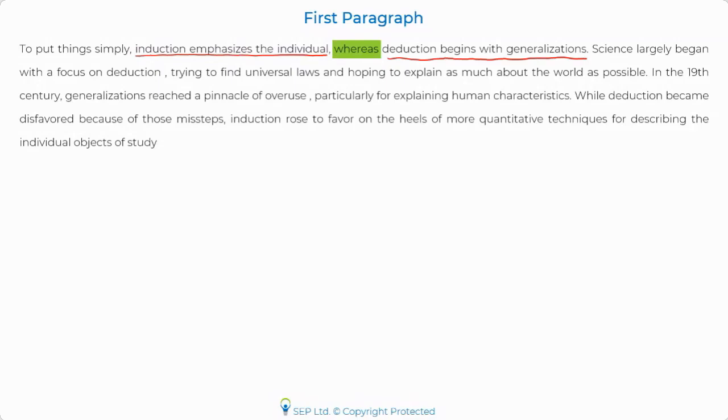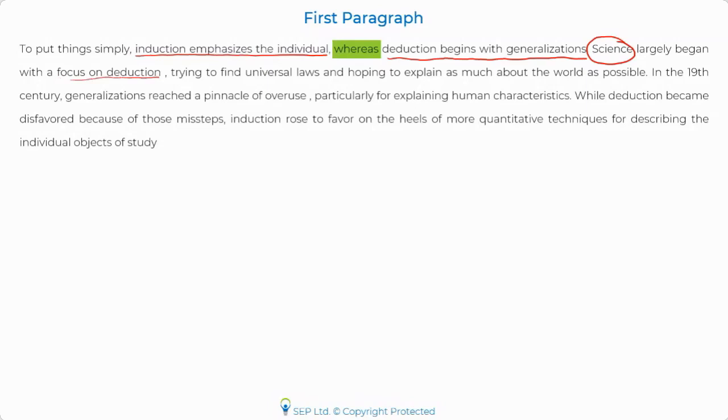Let me move further. Science largely began. Okay, now suddenly from induction and deduction, we're talking about science, and my brain starts telling me, okay, so this induction and deduction could be something which is related to science. I don't know how, but let me see. Science largely began, so I'm talking about the beginnings of science, the origins of science, with a focus on deduction. Okay, so science was mostly dealing with the masses, huge numbers, all right? So it began with a focus on deduction.